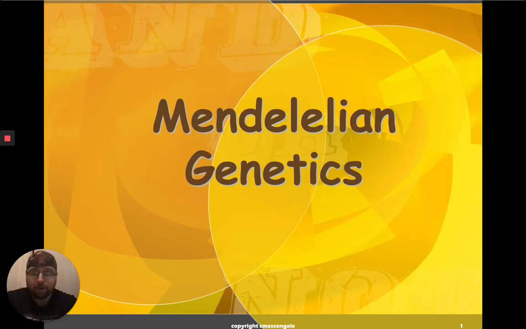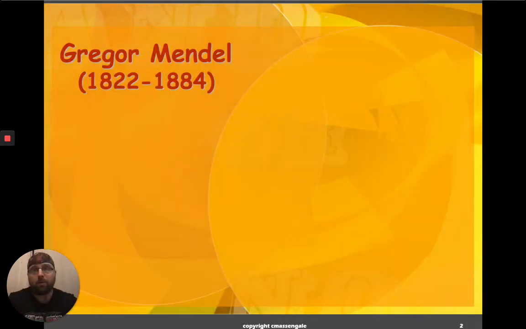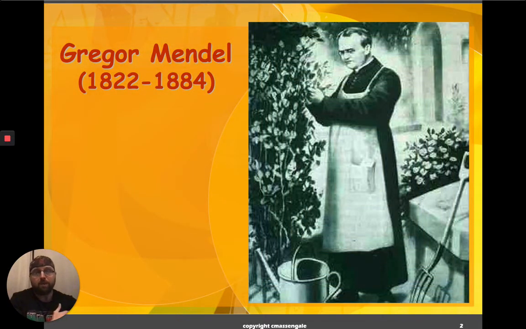So that's what this chapter is about, trying to figure out again which genes we're going to listen to. All of this started with a guy named Gregor Mendel, thus the name Mendelian Genetics. It's named after him. Let's get a picture of Mendel here. He lived from 1822 to 1884.